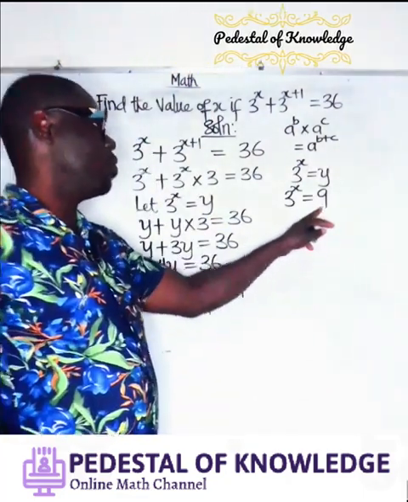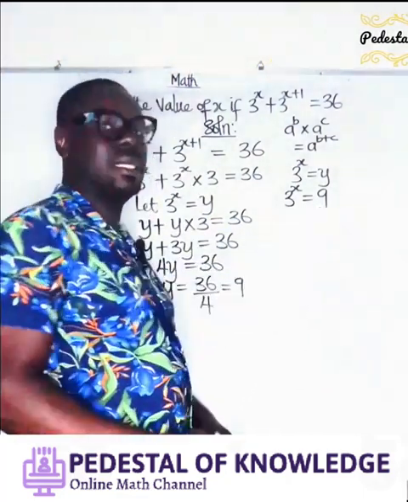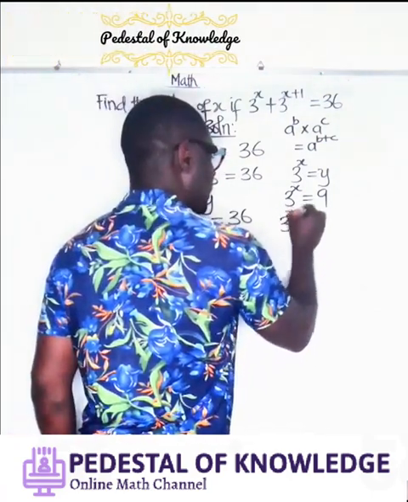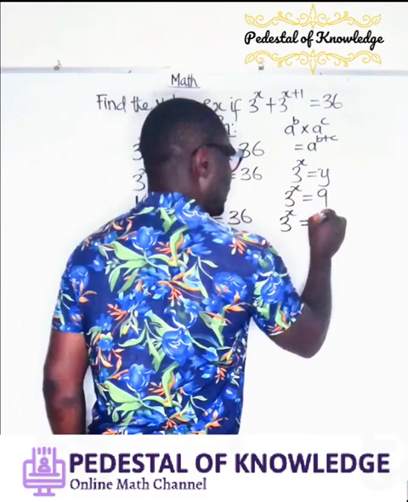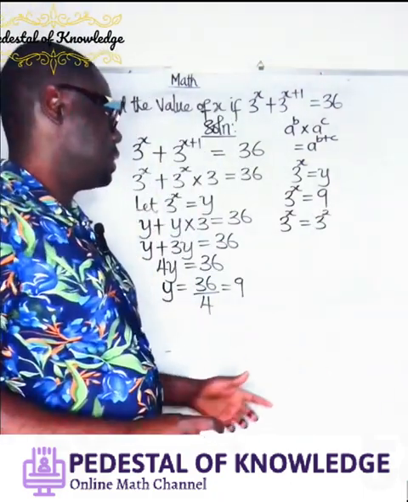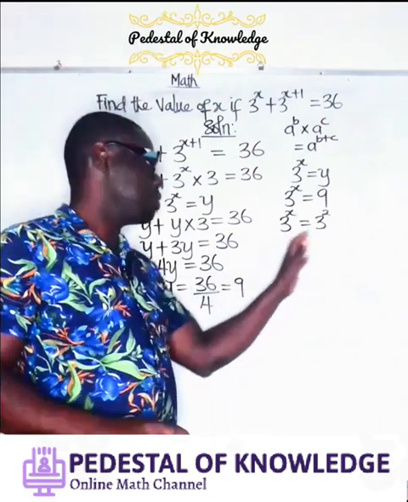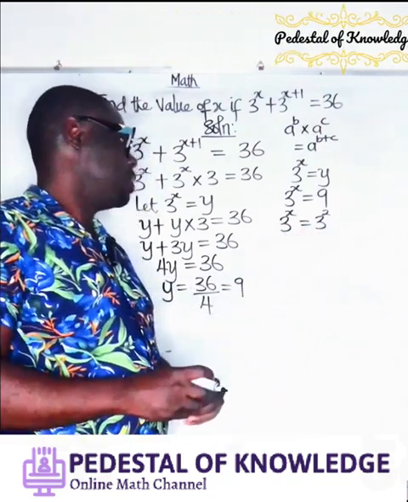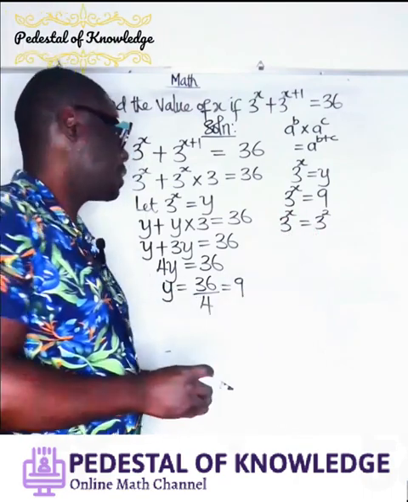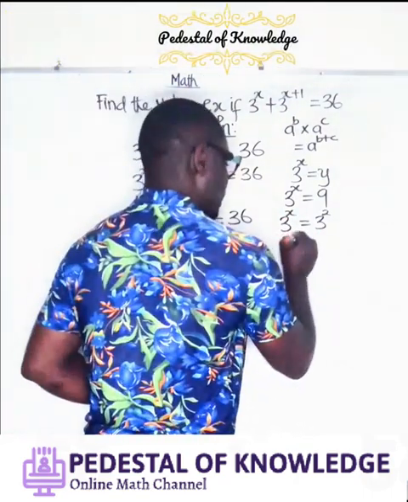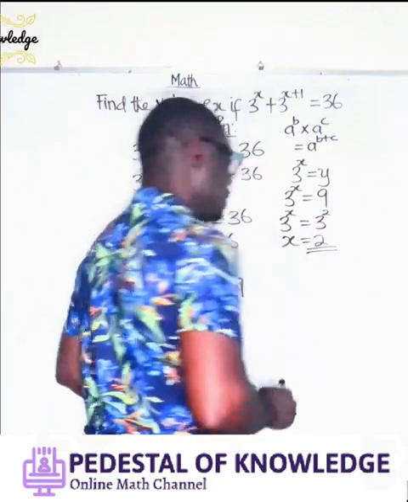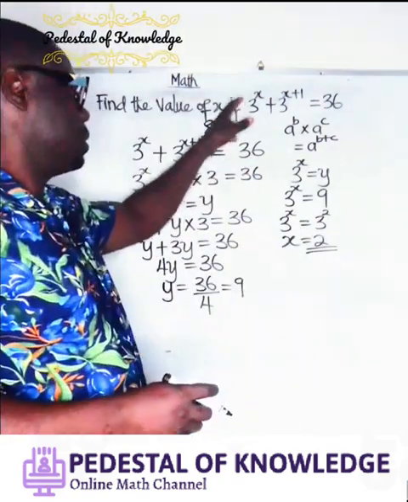And this 9, we can write as an index notation this way: 3 raised to power x is equal to 3 raised to power 2. And since this is an indicial equation on the same base, what we are going to do is to neglect the bases and equate the powers. So x is equal to 2. And that is the answer. That is the solution to this very problem.